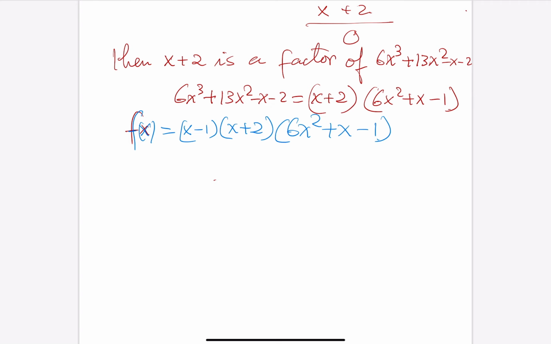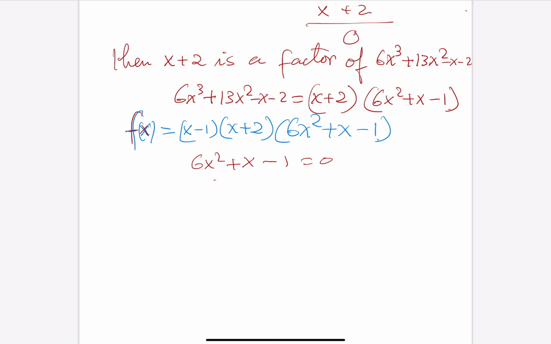You have 6x squared plus x minus 1. Say, for example, this one is a quadratic equation. If you want, you can set it equal to 0, it's fine. I just want to factorize.